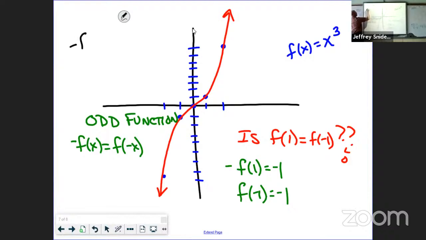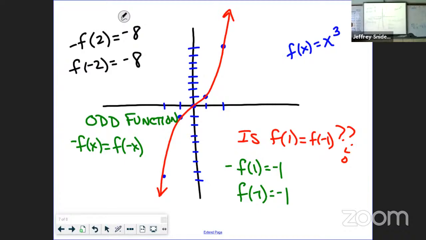What's negative f of 2? Well, f of 2 is what? 8. So it'd be what? Negative 8. What's f of negative 2 equal? Negative 8. See how they're the same? When that happens, we call that an odd function.